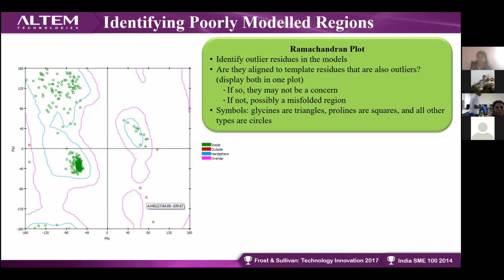And you have symbols like glycines as triangles, and prolines as squares, and other types of residues as circles, available in the identified poorly modeled region. So this is what there is in homology modeling.